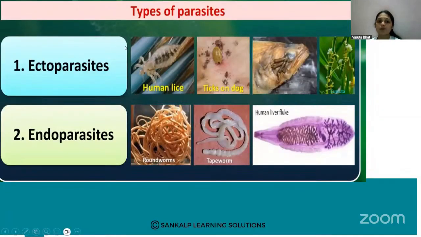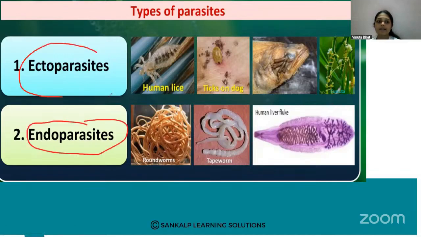Then there are two types of parasites. The first type is the ectoparasite, and the second type is the endoparasite. You know that ecto means outside and endo means inside. If the parasites are present on the outer surface of the host, then they are called ectoparasites. Human lice, which are present in the hair, right? Then ticks on dog, they are ectoparasites. And cuscuta is also an ectoparasite.